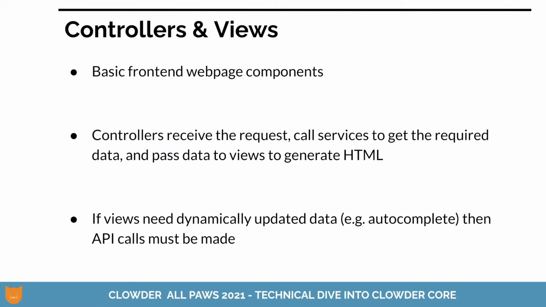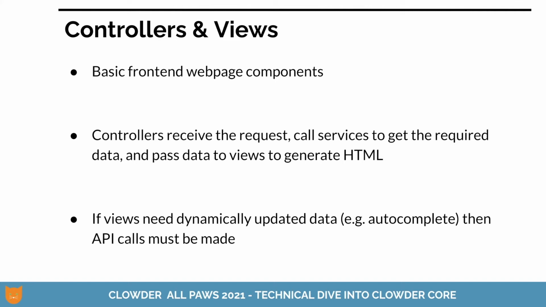Next are the controllers and views, which are closely associated. These are the basic front-end components for the web page that users see through the GUI. What typically happens is that controllers will receive a request, they will use services to get the data they need, and then they will pass that data to a view to populate the template and return HTML to the user.